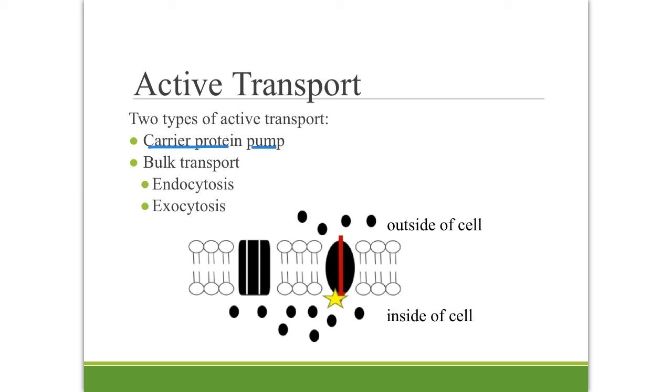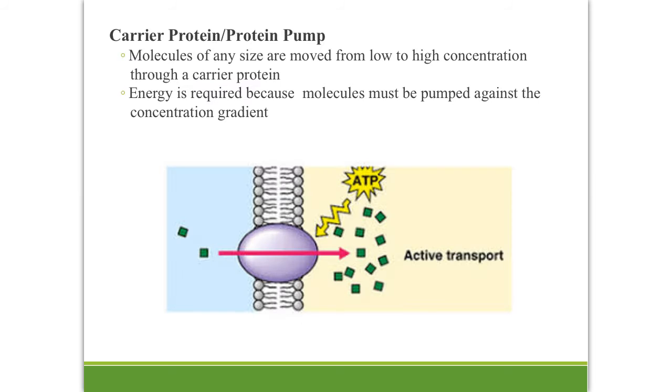And then something called bulk transport that uses vesicles, and of that we have two types. Endocytosis brings things in, and exocytosis takes things out. So in active transport, we are working with a carrier protein, and a little bit of energy is needed by our little star, or we are using the membrane itself in the form of a vesicle.